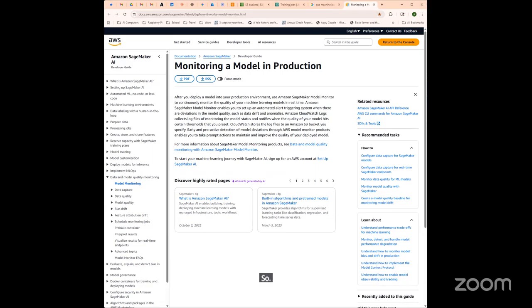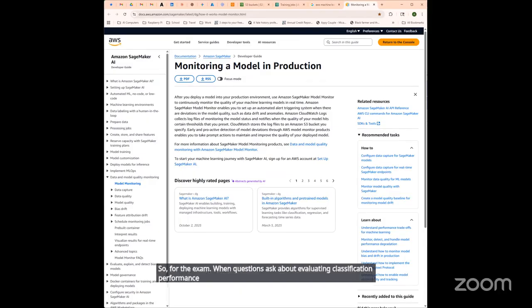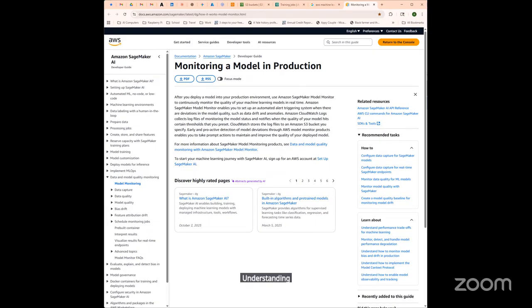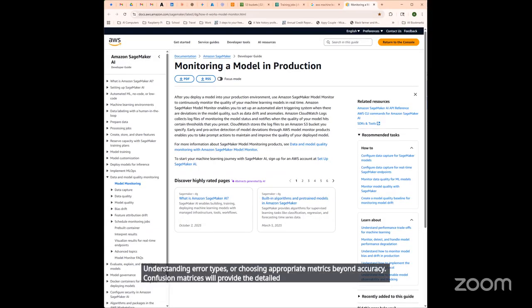So, for the exam, when questions ask about evaluating classification performance with imbalanced classes, understanding error types, or choosing appropriate metrics beyond accuracy, confusion matrices will provide the detailed view you need.